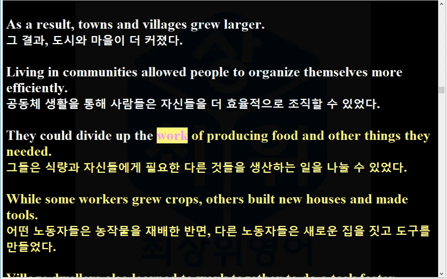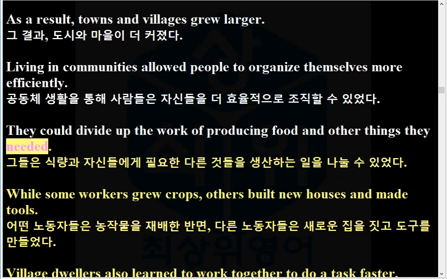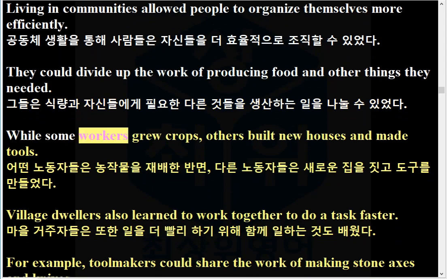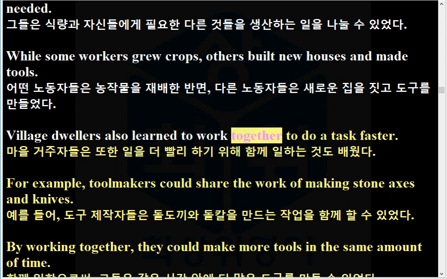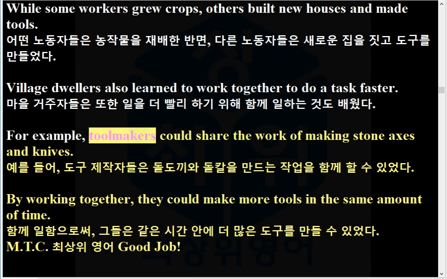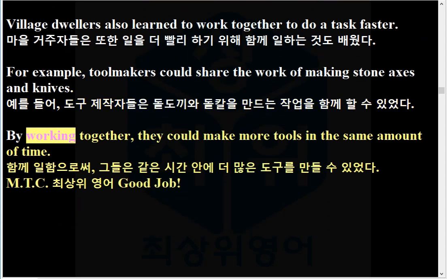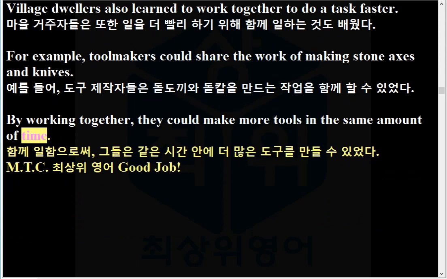They could divide up the work of producing food and other things they needed. While some workers grew crops, others built new houses and made tools. Village dwellers also learned to work together to do a task faster. For example, toolmakers could share the work of making stone axes and knives. By working together, they could make more tools in the same amount of time.